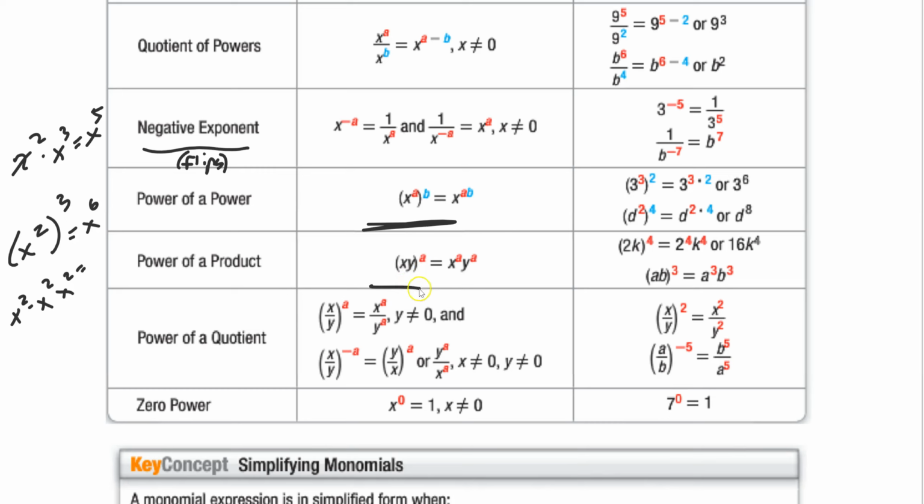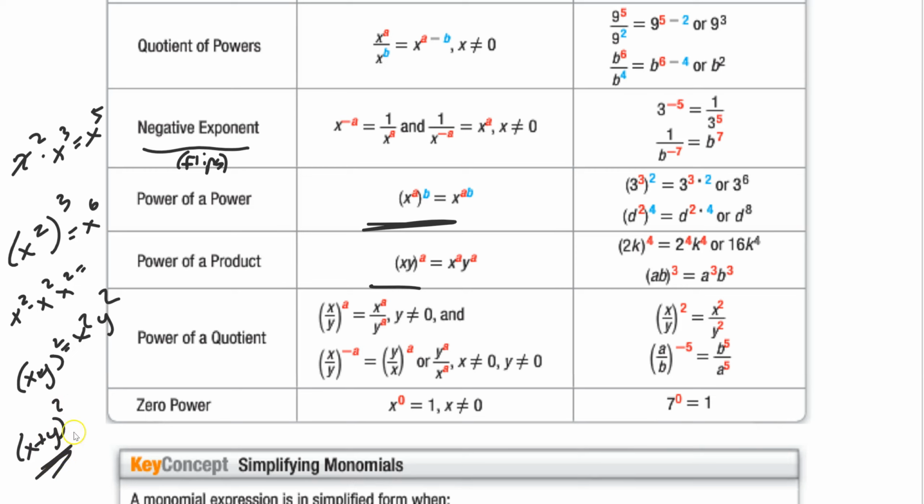And here's a rule everyone wants to do. (xy) to the a power, you just distribute. Keep in mind that only works when it's a power. So like this is okay. That's x squared, y squared. This is not okay. If you put a plus or minus in there, then you're stuck.